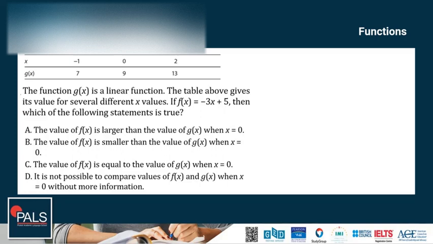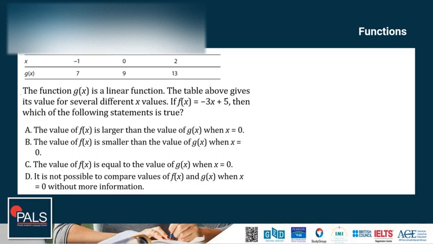Choice A is, the value of f of x is larger than the value of g of x when x is equal to 0. B, the value of f of x is smaller than the value of g of x when x is equal to 0. C, the value of f of x is equal to the value of g of x when x is equal to 0. D, it is not possible to compare values f of x and g of x when x is equal to 0 without more information.